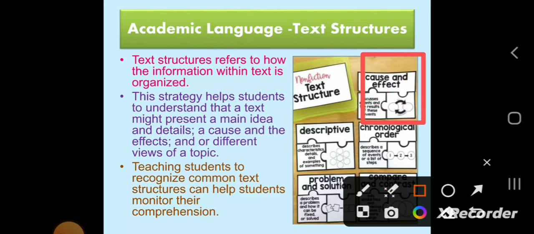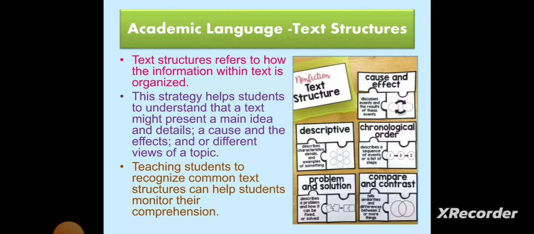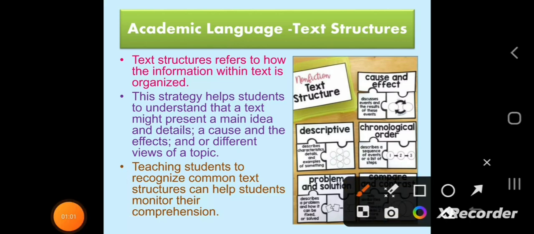Cause and effect. Text organized this way explains why something happened, the cause, and what happened as a result, the effect. Understanding this structure aids in grasping the relationship between events or actions and their outcomes. Main idea and details. This structure involves presenting a central concept followed by supporting information. Organizing this way helps students identify the core message and the evidence or examples that support it.